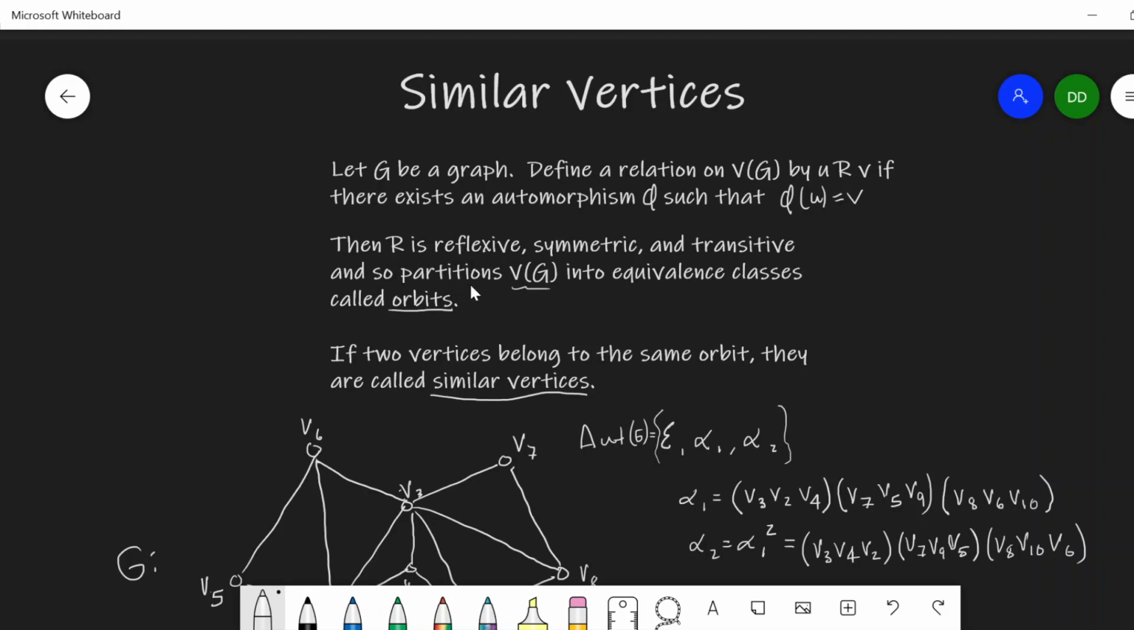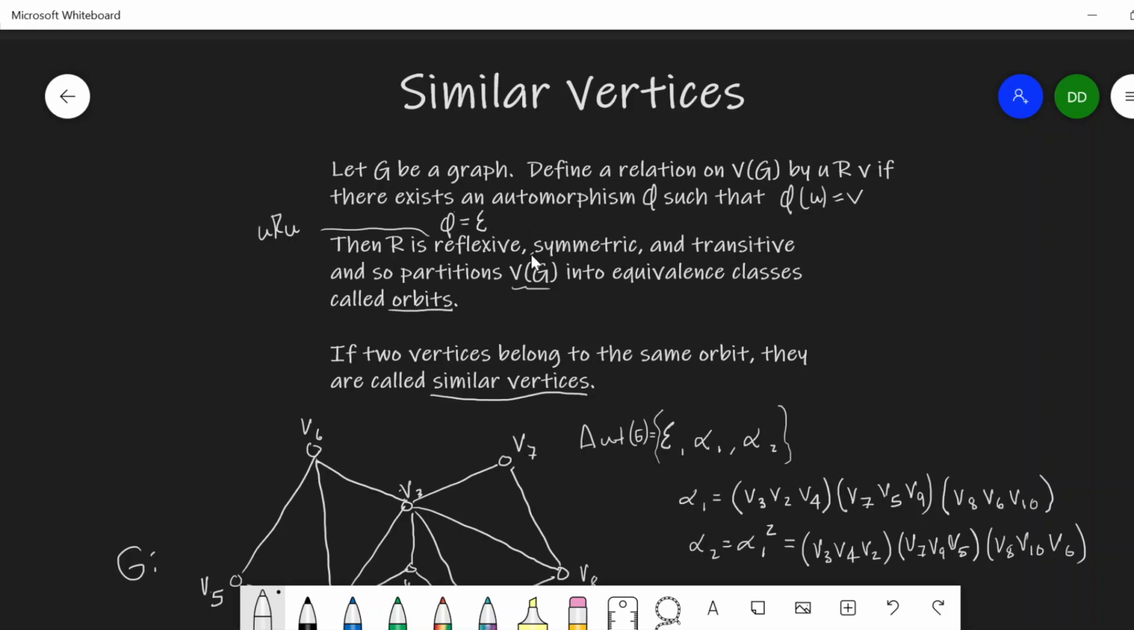So maybe real quickly, why is this relation reflexive? Remember, reflexive means that u is related to u for all vertices u. And that's not too hard to see, because what automorphism does that? Well, it's the identity automorphism. So I'll say phi equals the identity automorphism. That shows that every vertex is related to itself.